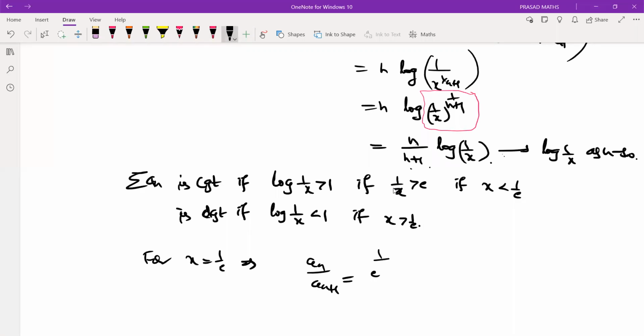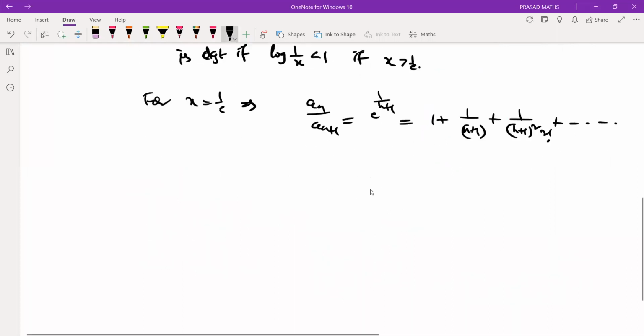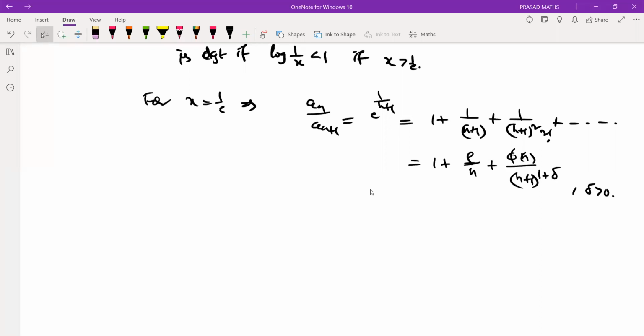Right? Therefore 1 by n plus 1. What is this exactly? The e power x formula. So 1 plus 1 by... what is this exactly? 1 by n plus 1 factorial into 1 plus n plus 1 whole square by factorial 2, going on. Therefore, it is looking like something, right? So 1 plus something like rho n by n plus some bounded sequence by n plus 1 whole square, 1 plus delta, where delta is positive. It is looking like this.